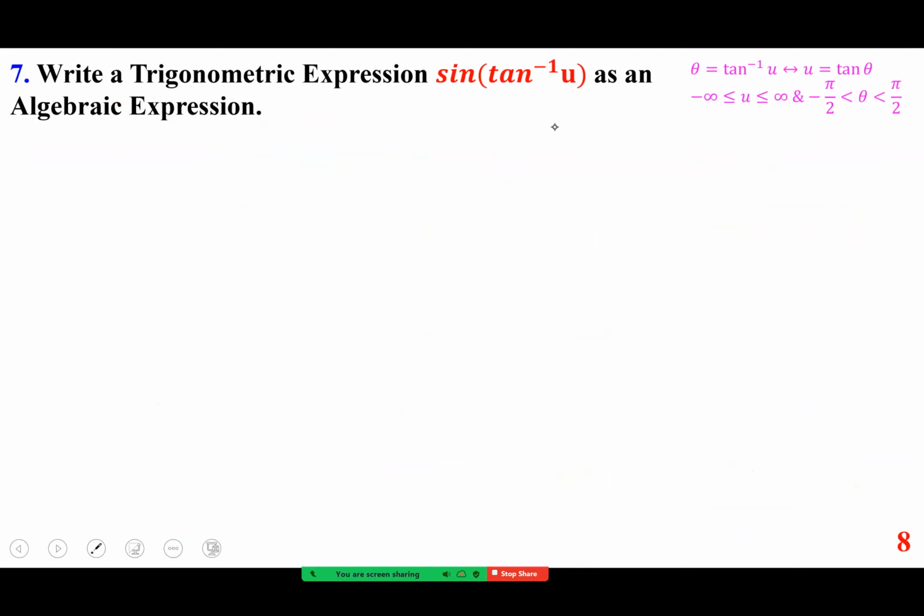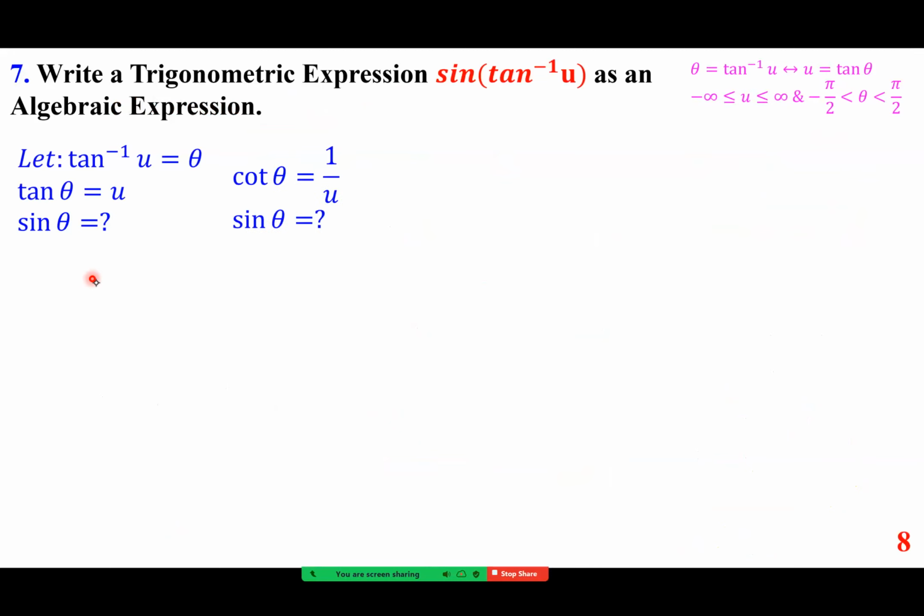I'm going to write this expression as an algebraic expression. So tan inverse of u is equal to theta. Tan of theta is u, and we want sine of theta. And there are different ways of approaching it. For example, cotangent is the reciprocal of tangent, and sine is a question mark. We use that because one of those Pythagorean identities, 1 plus cotangent squared is cosecant squared.